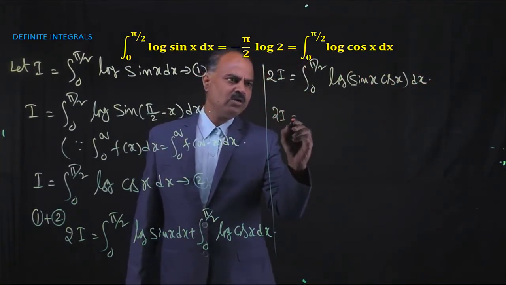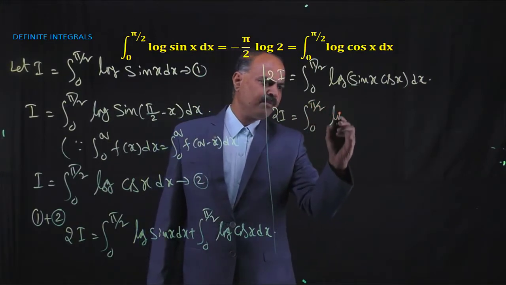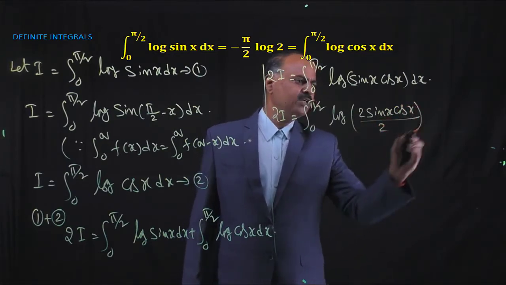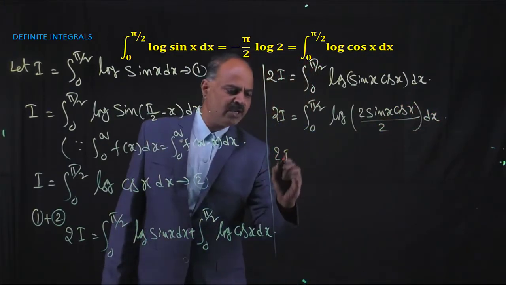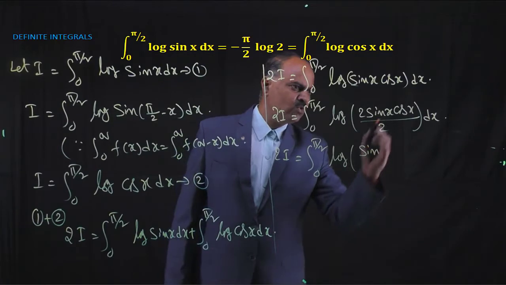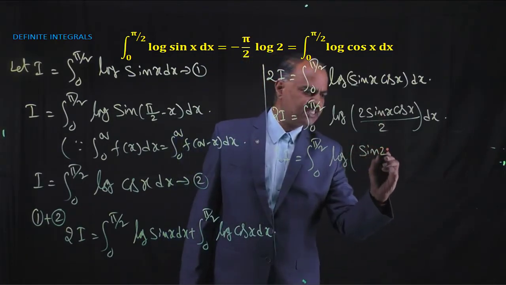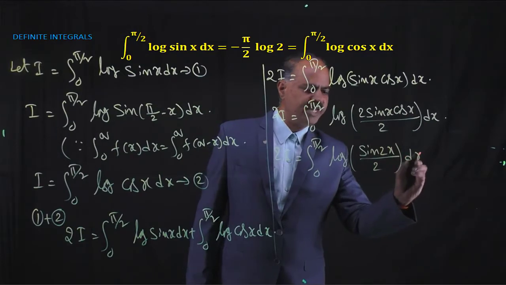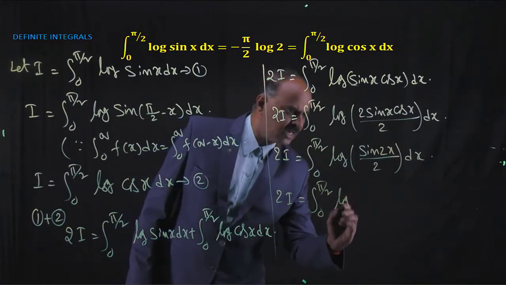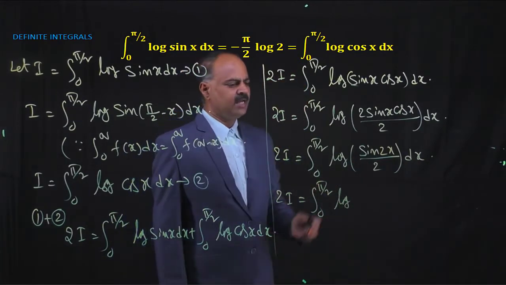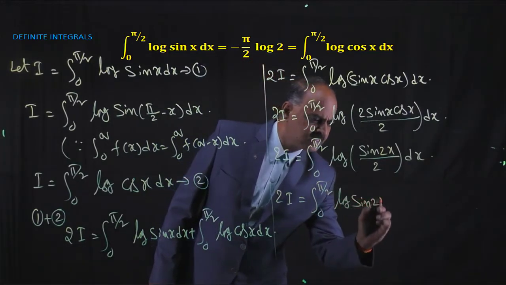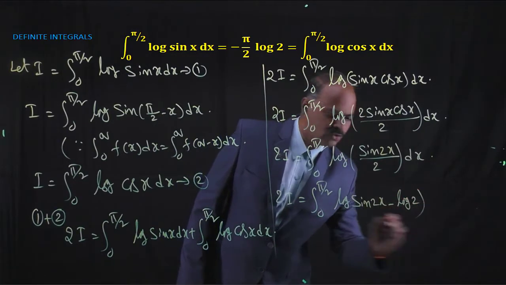So 2I equals integral 0 to pi by 2, here multiply and divide by 2, 2 sin x cos x by 2 into dx. Now 2I equals integral 0 to pi by 2 log of 2 sin x cos x, which can be written as sin 2x divided by 2, into dx. Now this is of the form log m by n, and log m by n equals log m minus log n. So log sin 2x minus log 2 into dx.